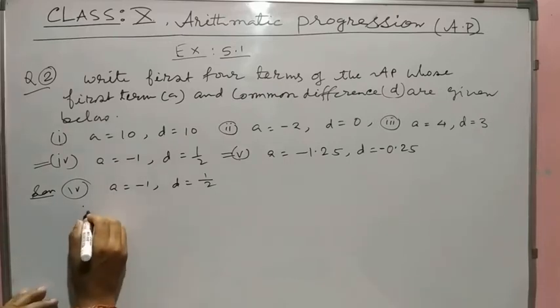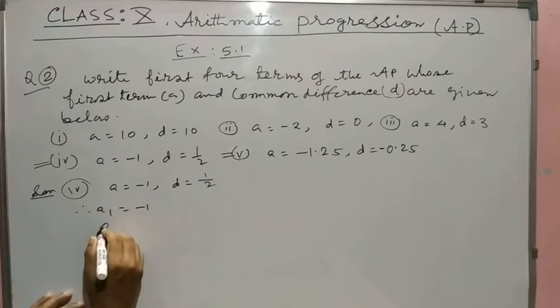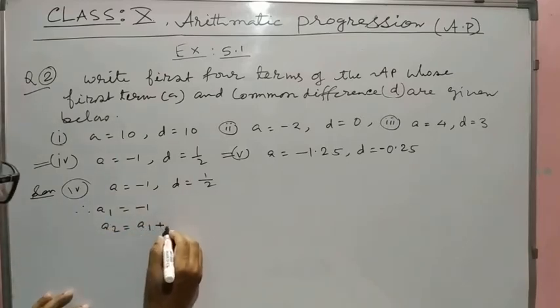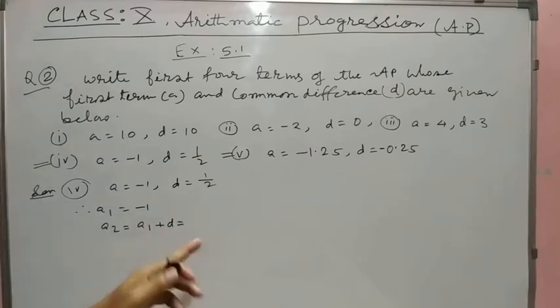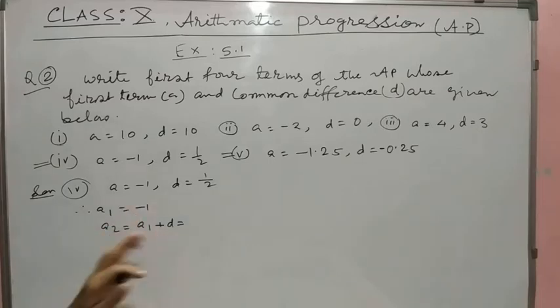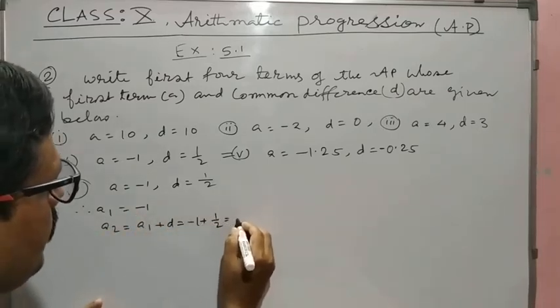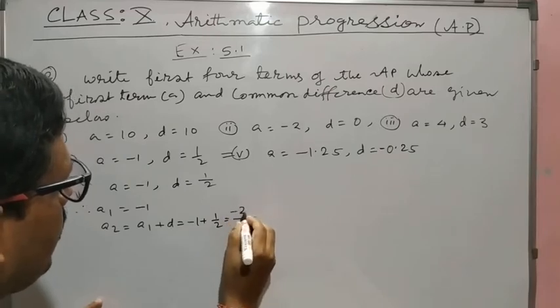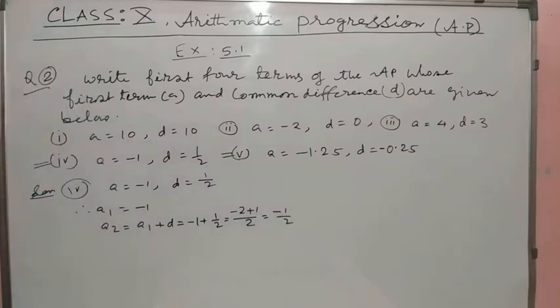So therefore A1 equal to this one. This is A1 means first term. Then second term, A2 equal to, we know that first term plus common difference. First term is minus 1 plus common difference is half. So on calculation we get minus 2 plus 1. That will be minus 1 by 2. That is second term.